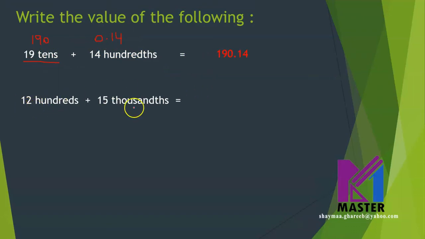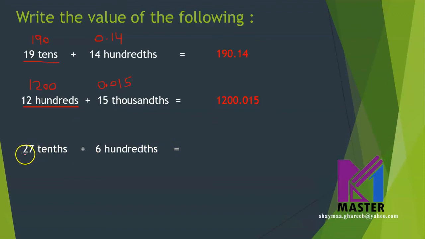Now let's look at the second example. 12 hundredths. What is the meaning of 12 hundredths? It's 12, then 0, 0, 1,200. What about 15 thousandths? It's 0.015. I will divide it by 1000. So when I add them together, it will be 1200 and 15 thousandths or 0.015.